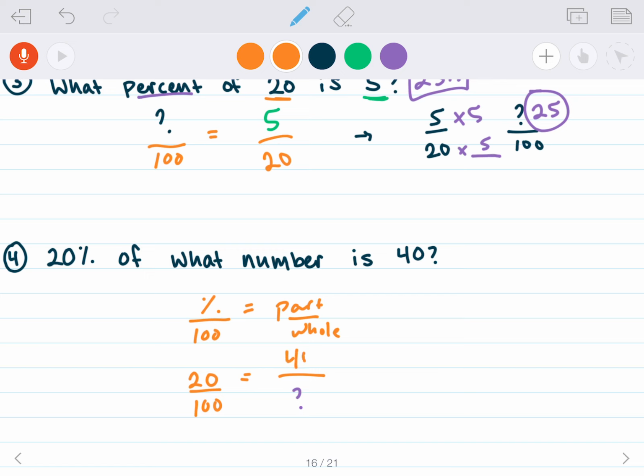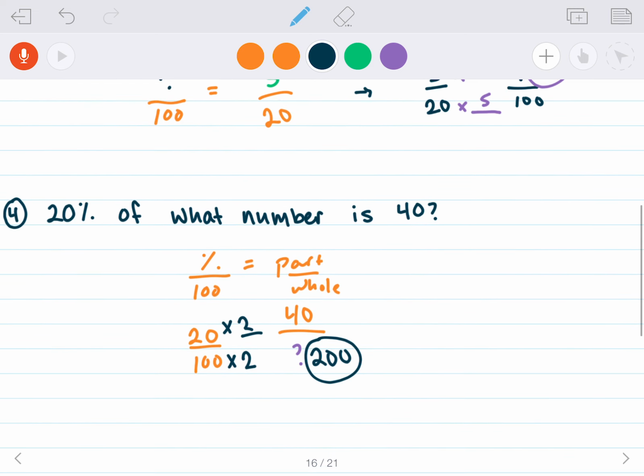So this time we're looking for something on the bottom, all right? So on top, we can see that 20 times 2 is 40. So we do the same thing at the bottom. 100 times 2 on the bottom is 200, and that's our answer. So 20% of 200 is 40. That's our answer there. Okay.